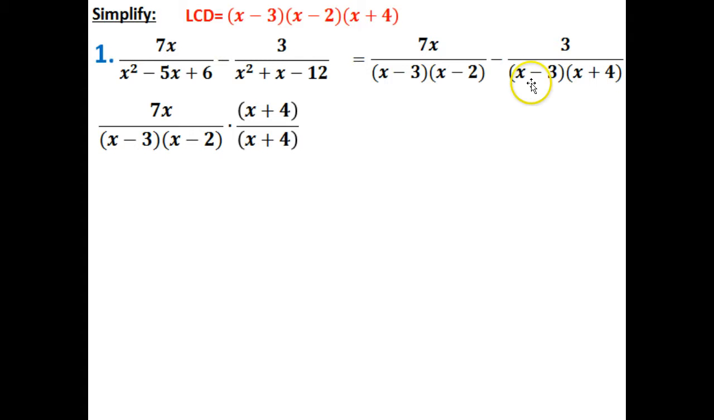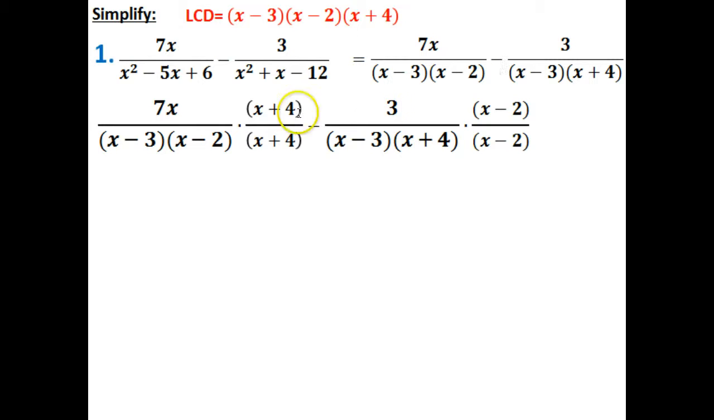Now on this side over here, I've got an x minus 3 and an x plus 4. The one that I'm missing is x minus 2. So now what I'm going to do is multiply top and bottom by x minus 2. Okay, now I've got a subtraction sign here, so I'm going to keep that one there just to make sure that I don't get confused later on. You'll notice that this is x minus 2 that I'm multiplying on top and bottom here, because that's the one that was missing. So I'm going to do that now, and simplify this a little bit further.